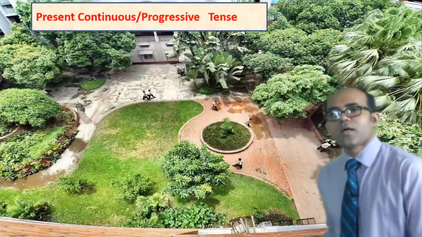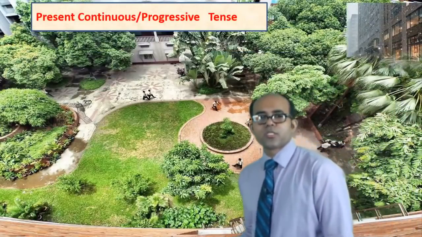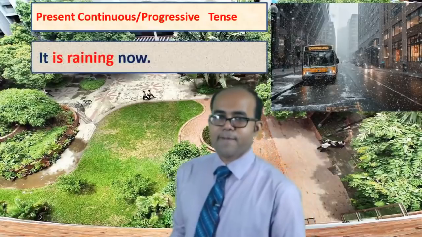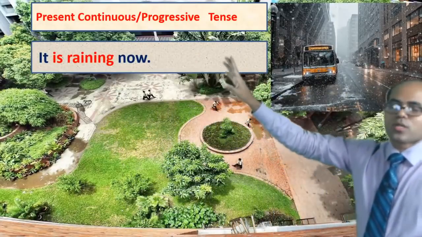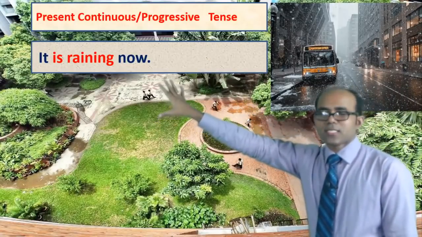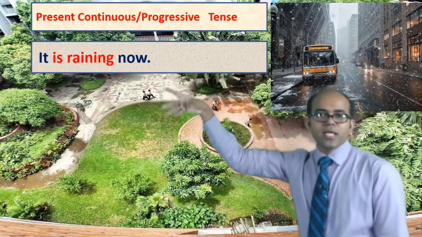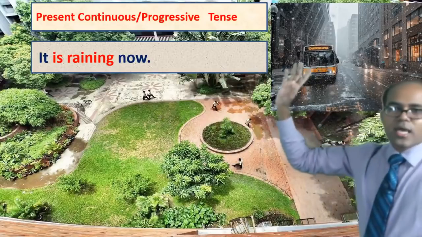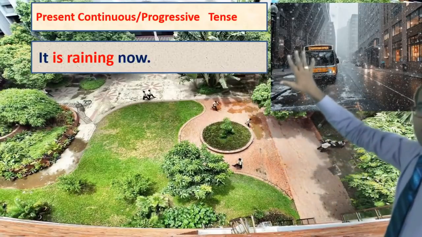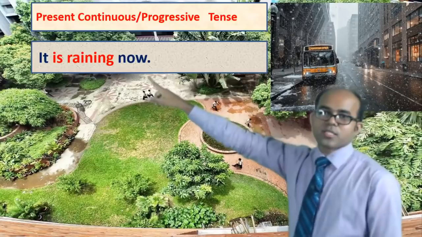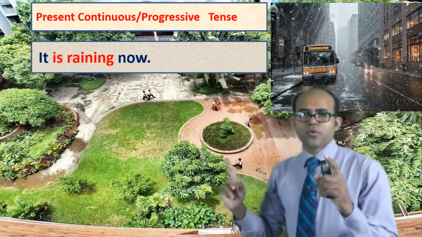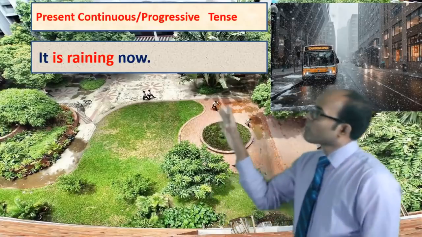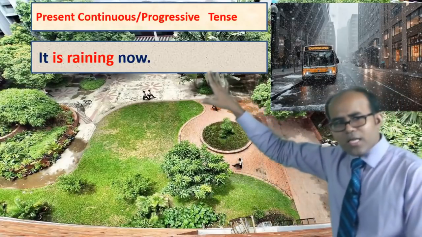Okay, dear learners. Now we'll talk about continuous tense. Look at the picture and the example as well. The bus is coming. It's raining as well. So this is the bus, and this is a sentence. Look at the sentence: it's raining now. The time is now. When it's raining, don't you think it started a bit earlier?